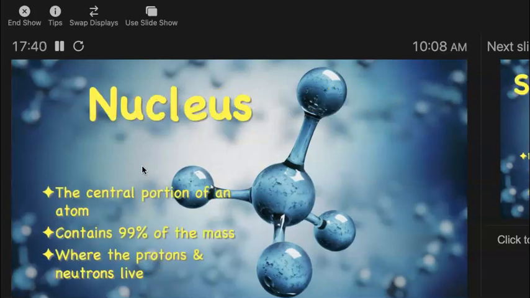Nucleus, we talked about this as well. Central portion of an atom, 99% of the mass. I didn't tell you that before, I just said most. And this is where the protons and neutrons live.